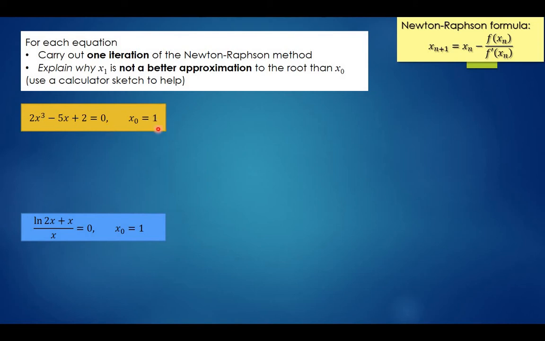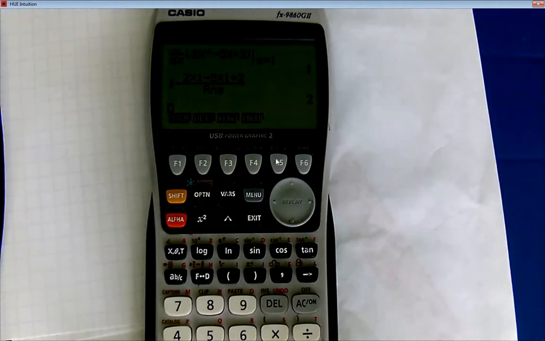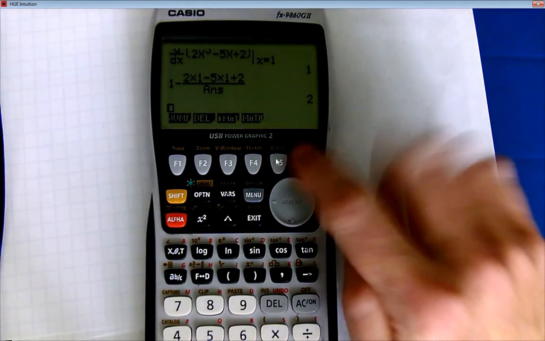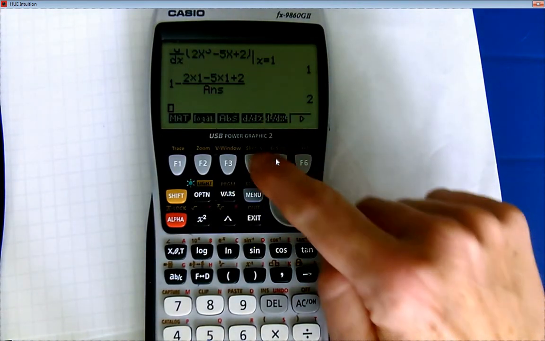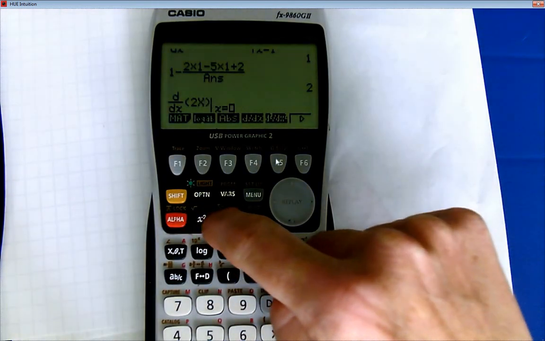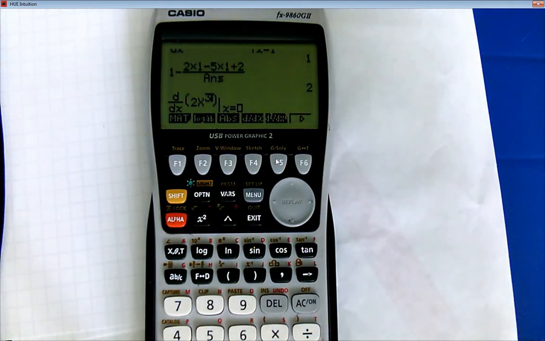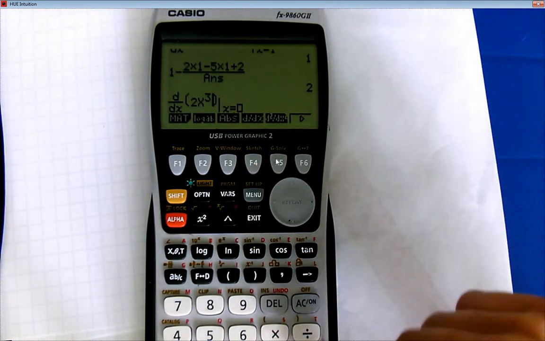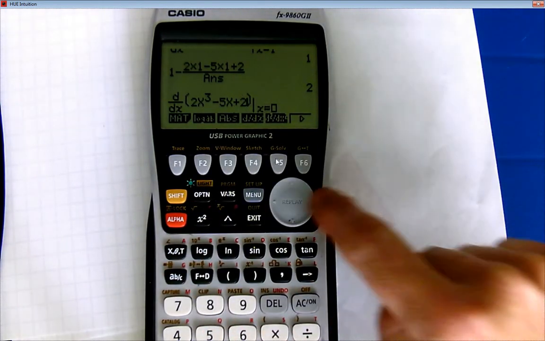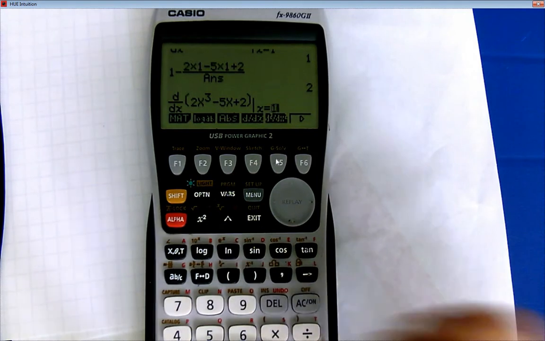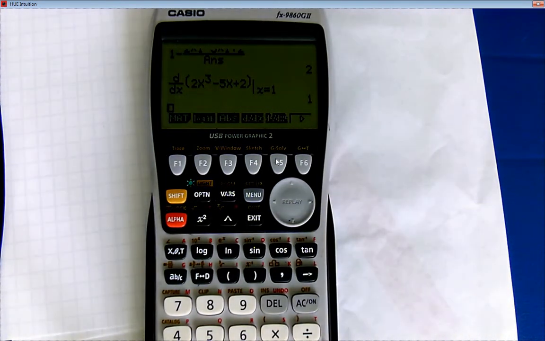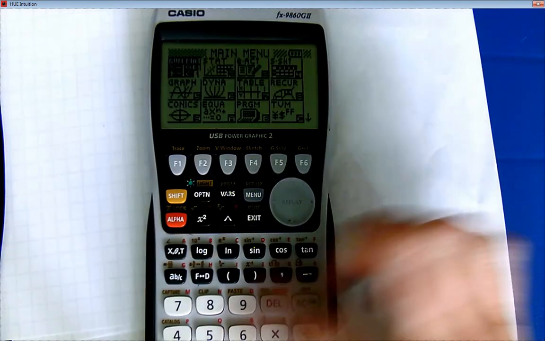We can make our calculators do that. So here's my calculator, and I want to differentiate. So I choose math and then d by dx, and I'm going to put in the function. So it was 2x cubed for this one, minus 5x plus 2. And we want to work that out at our starting value of 1. There we go. So the gradient is 1. That doesn't ring any alarm bells, so that's super.